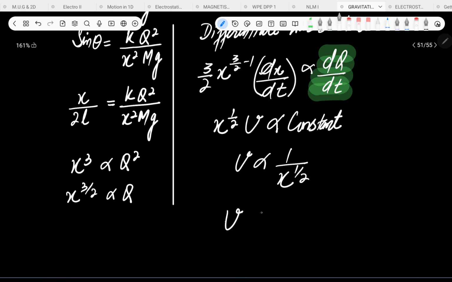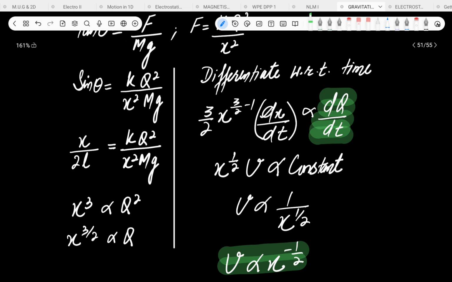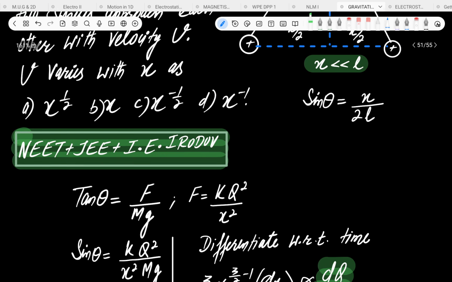Eventually I can write down this V is directly proportional to x raised to the power minus 1 by 2. And finally, I'm done with the problem. This is the question, and this is the answer to this problem. I'm sure that this question is also clear to you. It was a bit complicated, but not that complicated.